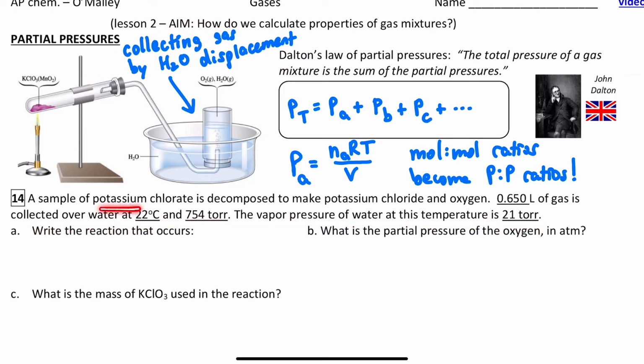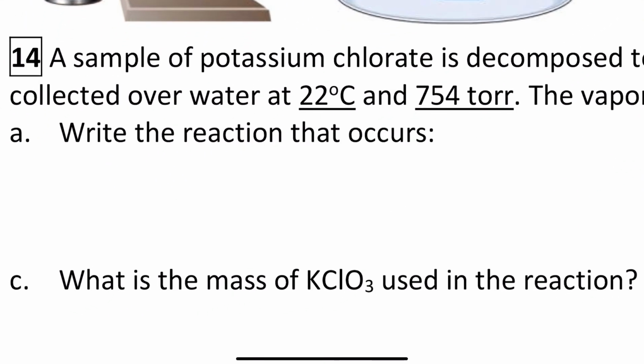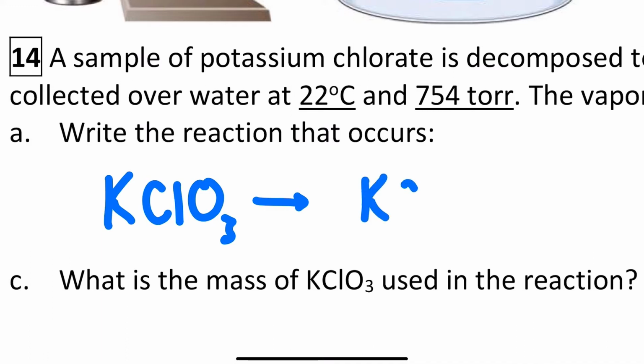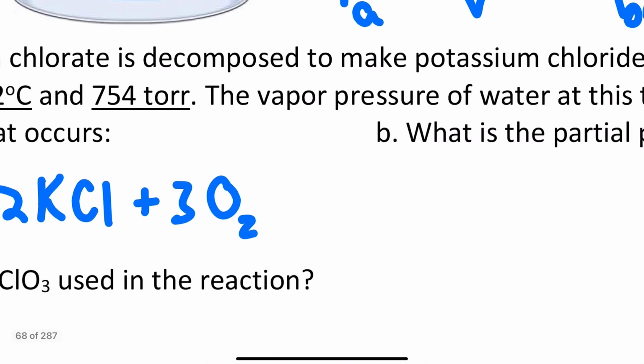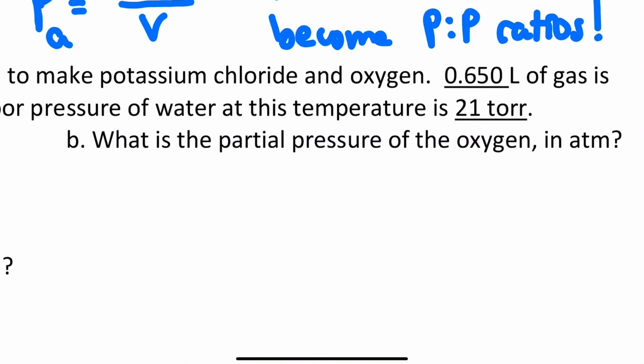Let's say we decompose a sample of potassium chlorate. We make potassium chloride and oxygen gas. That's what we care about, the oxygen. I collect a volume of it at some temperature and some pressure, and I know how much of that is due to the water vapor. First of all, what's the reaction that occurs? Well, potassium chlorate is KClO3. They tell us that it decomposes to make potassium chloride and oxygen gas. And then if you go back and balance that, you need 2 potassium chlorates to make 2 potassium chlorides and 3 oxygens.